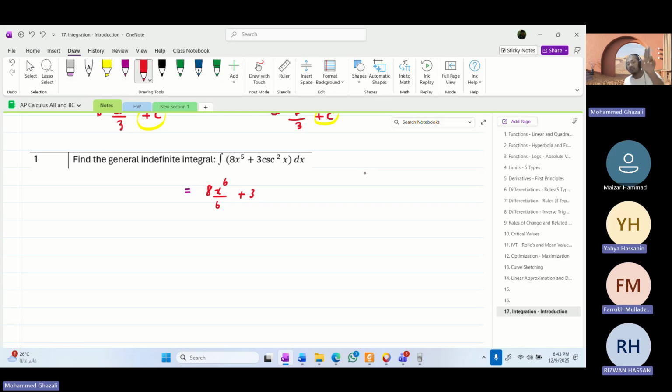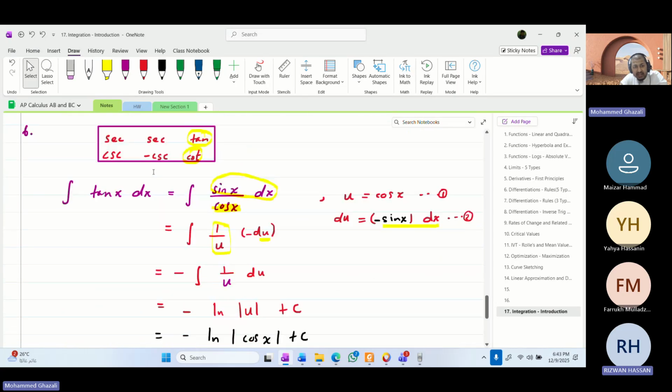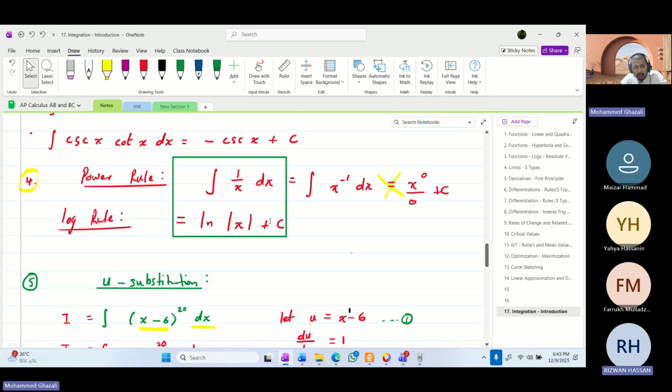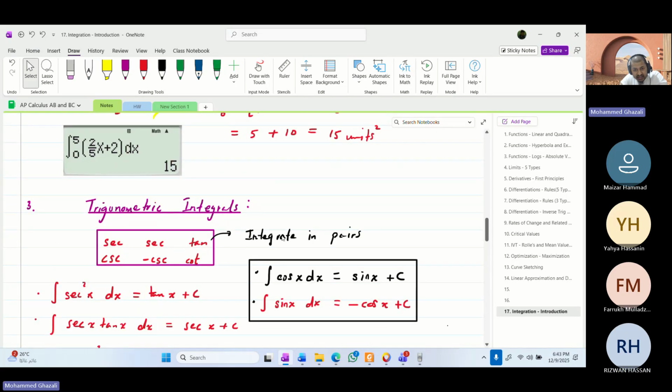Shouldn't it be negative? Oh wait, no, it can be. It'll be negative cosine, yeah, negative cot. Negative cot because it's a pair. I told you, integrating in pairs. I was confused, but yeah, negative.